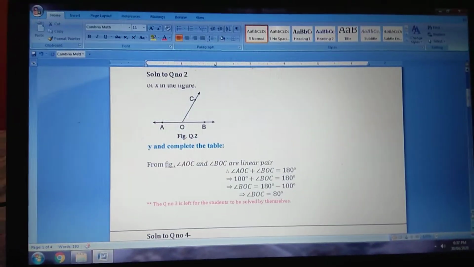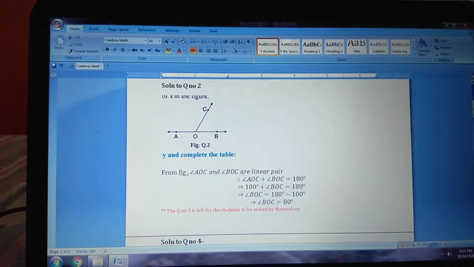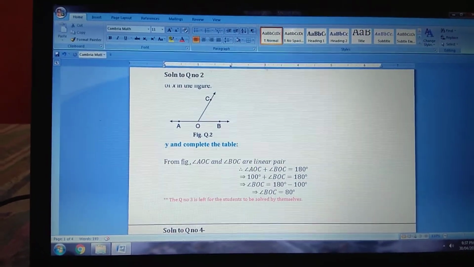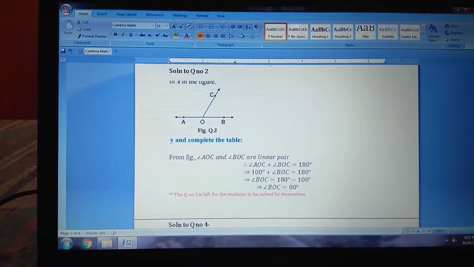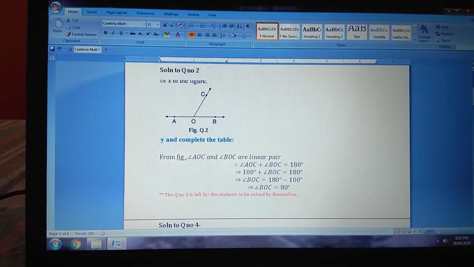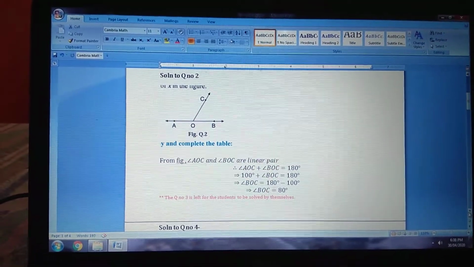Now if you look at the book, you will find question number 3 is exactly the same as question number 2. Just here you need to find the value of x. So in a similar way you will solve for x, and simplify it. Now we will go to question number 4.